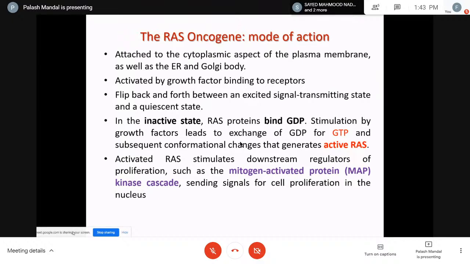What happens is that this RAS stimulates the downstream regulators of proliferation. So eventually everything has to come down to the nucleus, and the downstream signals eventually are the signals for the cell proliferation in the nucleus. Okay, so this has been elaborated by that picture which I showed you just some time back.